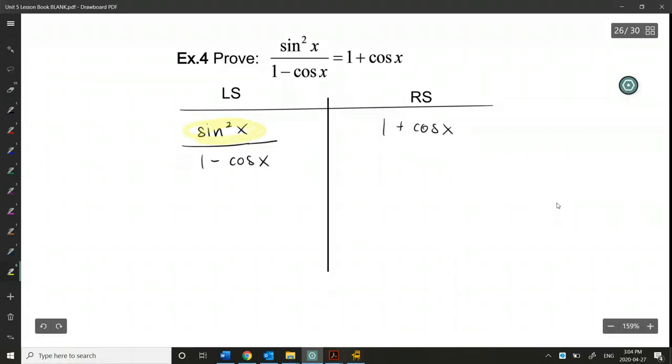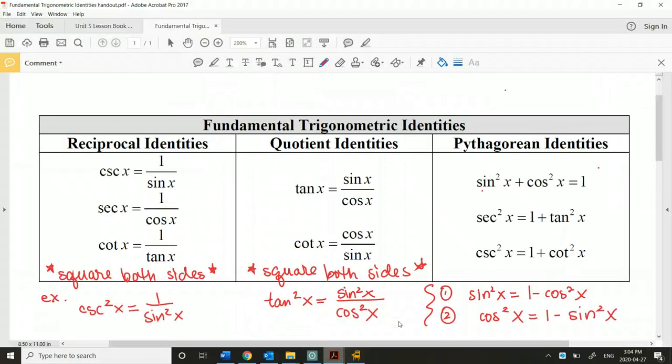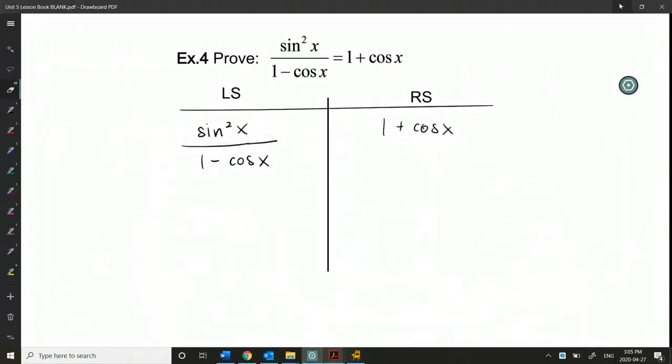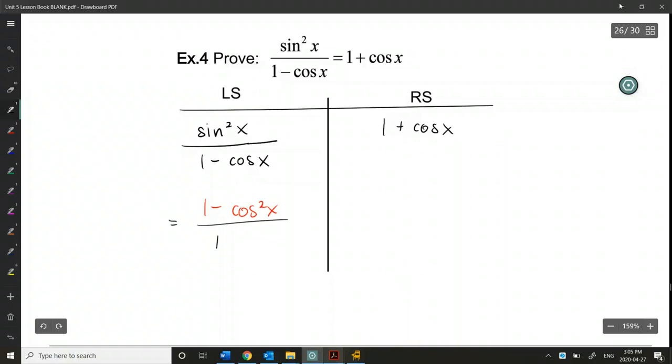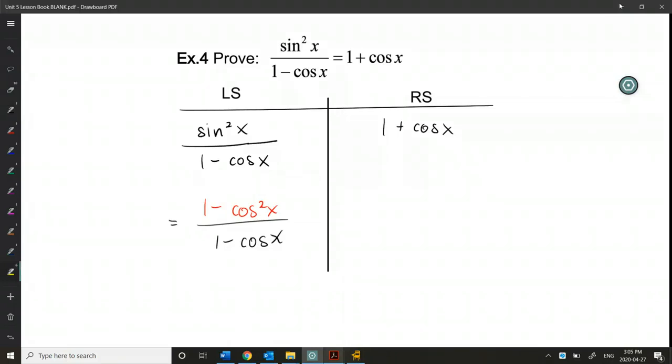So I'm probably going to have to use an identity for sine squared that gets rid of sine squared and turns it into something to do with cosine. So let's take a look here. I'm looking for something with sine squared that I can replace so that I have cosine. And here's my identity right here. It says that sine squared x is actually equal to 1 minus cos squared x. So I'm going to replace sine squared x with 1 minus cos squared x. That's one of my rearranged Pythagorean identities. And then we'll move forward from there.